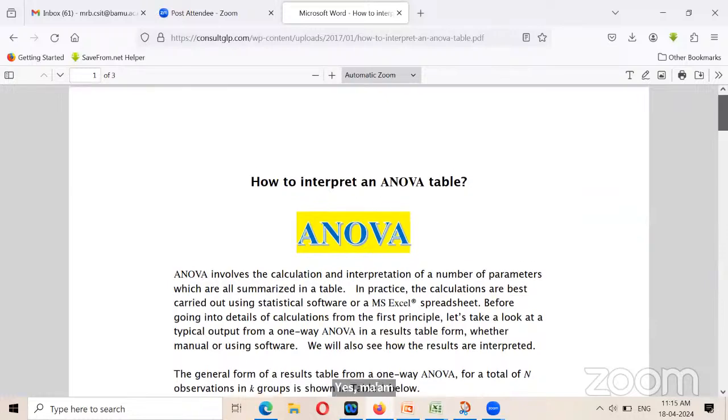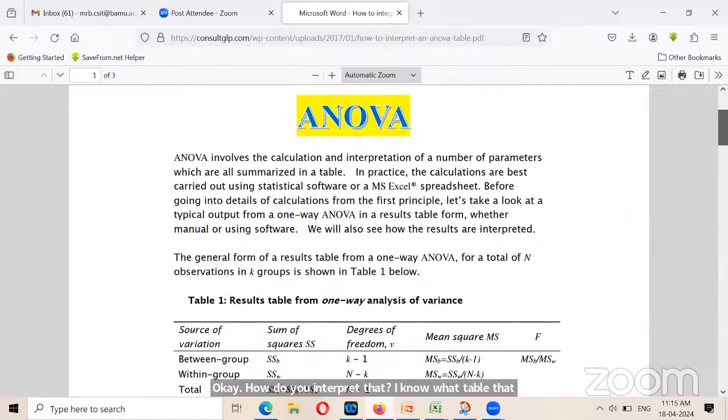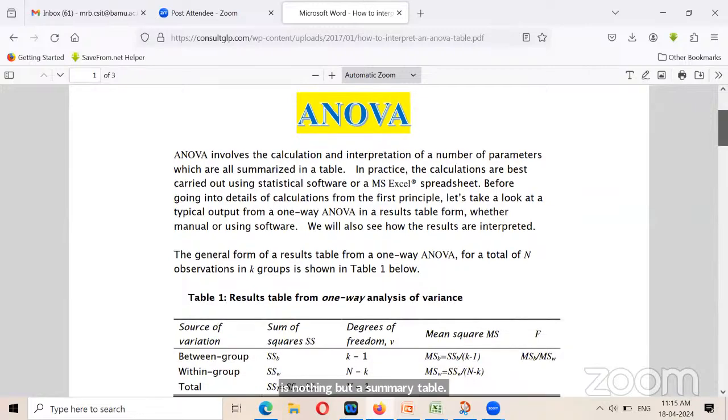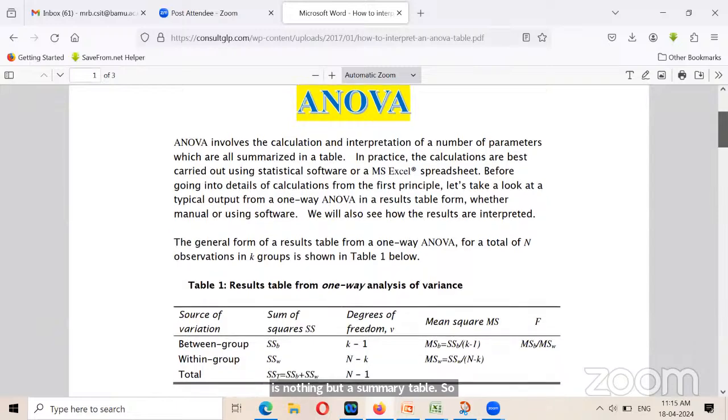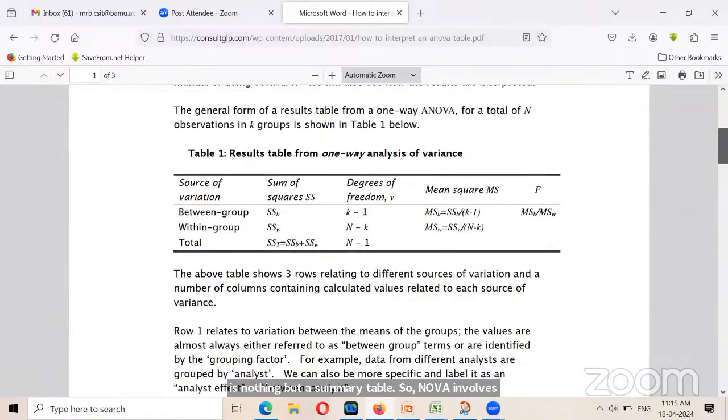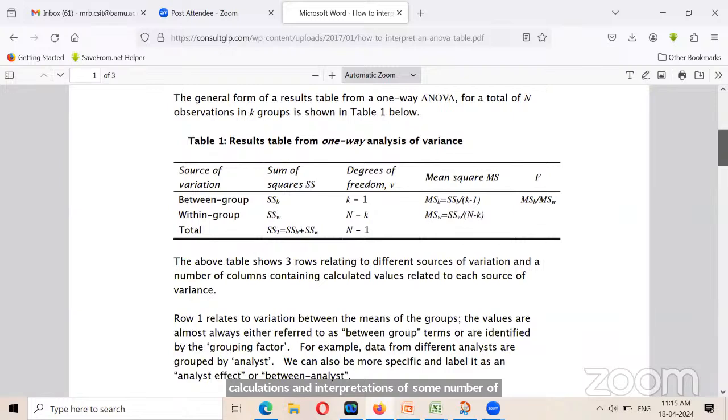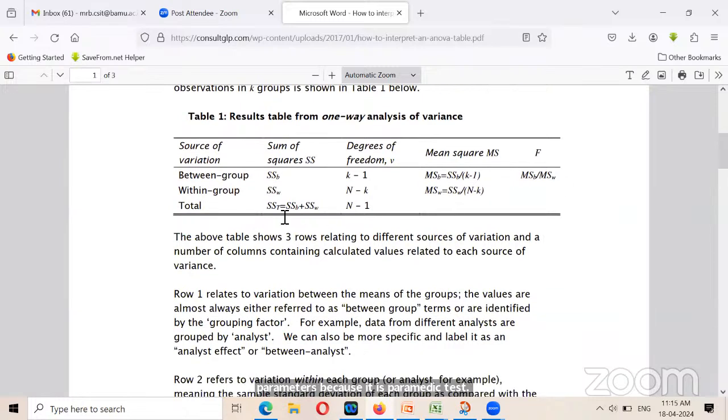How to interpret the ANOVA table? That is nothing but a summary table at the end. ANOVA involves calculations and interpretations of some number of parameters because it is a parametric test. The source of variation is between the group and within the group. Then there are the sum of squares (SS), degree of freedom, mean square (MS), and F factor.